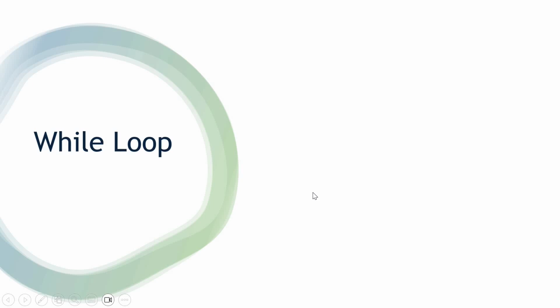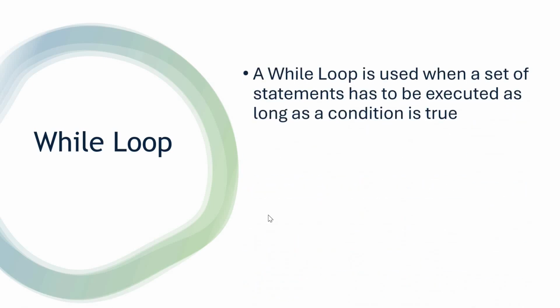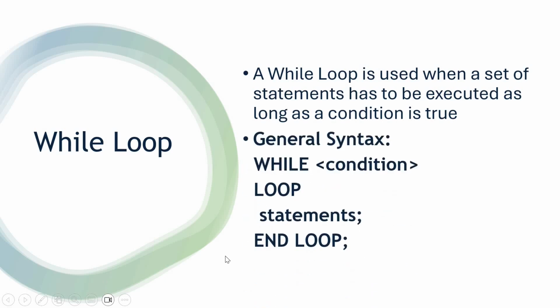Now we'll see a while loop. A while loop is used when a set of statements has to be executed as long as the condition is true. If we see the general syntax, we can observe that we have to mention the condition before the loop with the WHILE clause. If the condition is false, it will not enter the loop. If the condition is true, it will start executing the statements, and it will continue as long as the condition is true.